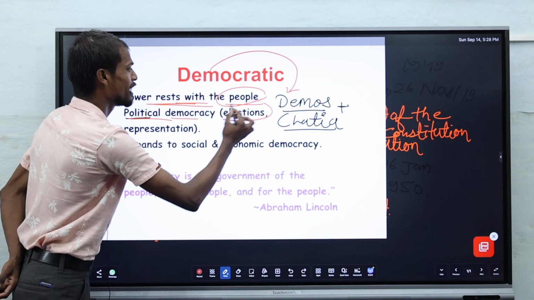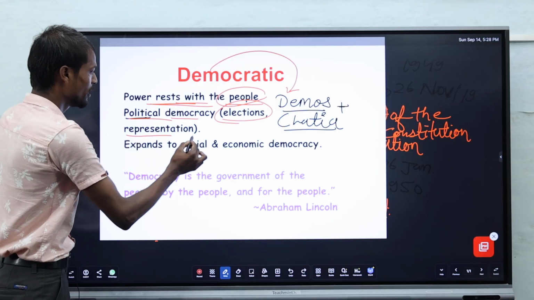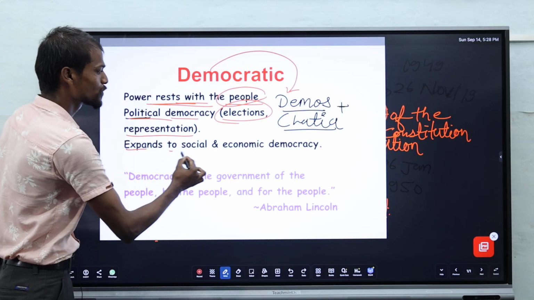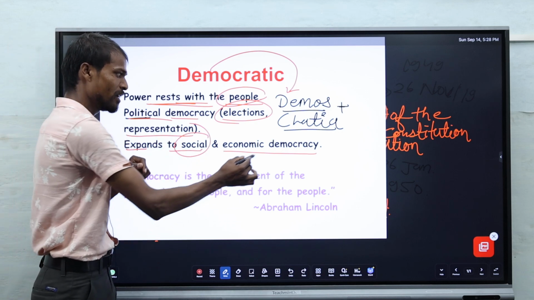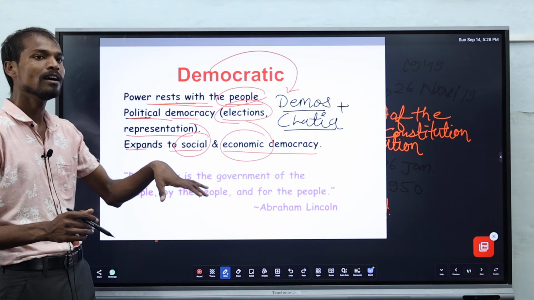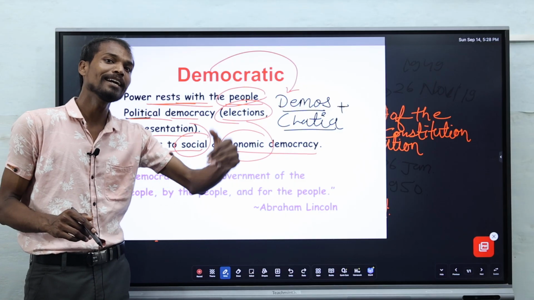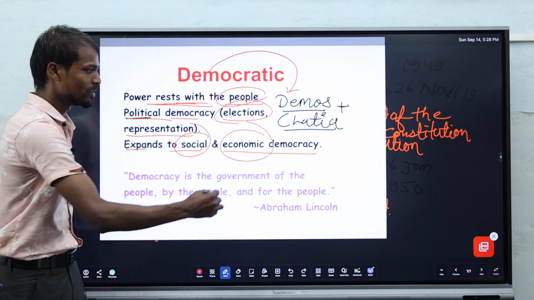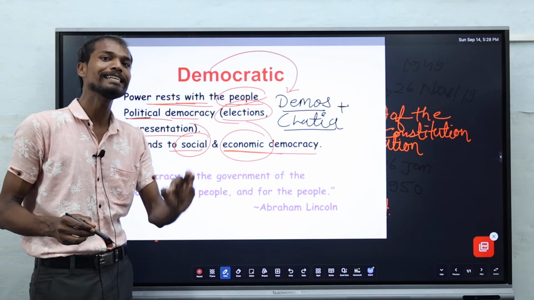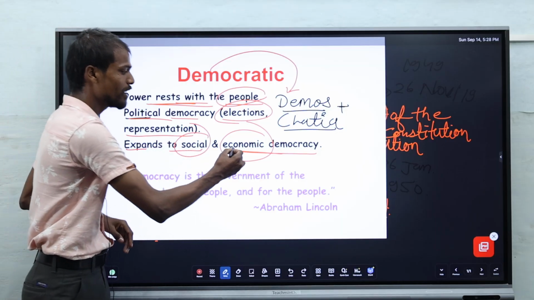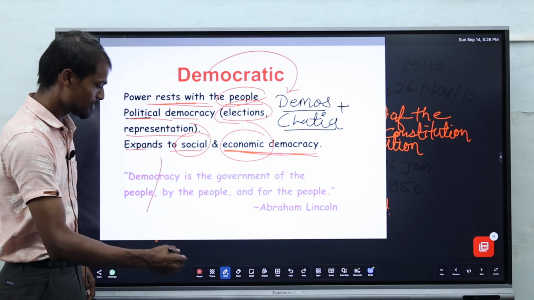Political democracy means elections. India has direct and indirect elections, and representation. It expands to social and economic democracy. India has social democracy, as we saw in the concept of socialist. India has economic democracy. India deals with all kinds of discrimination and abolishes them, ensuring there are no disparities in economic activities. That is the economic democracy concept.